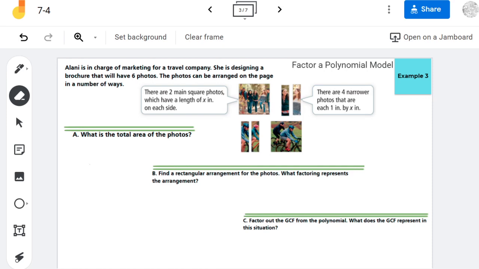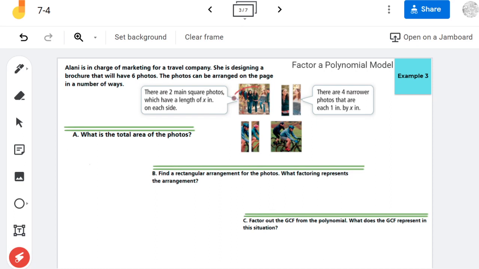Alright, so Alani is in charge of marketing for a travel company. She's designing a brochure that will have 6 photos. And the photos can be arranged on the page in a number of ways. So she's just kind of dragging them around on whatever software she has. Okay. So the first thing that we're asked is, what is the total area of the photos?